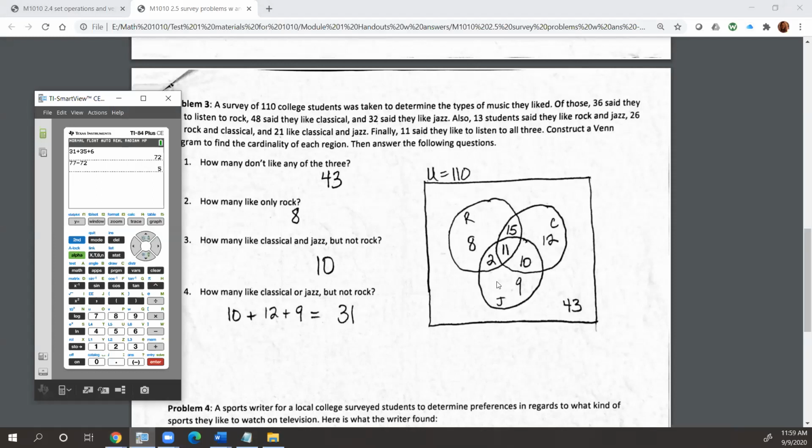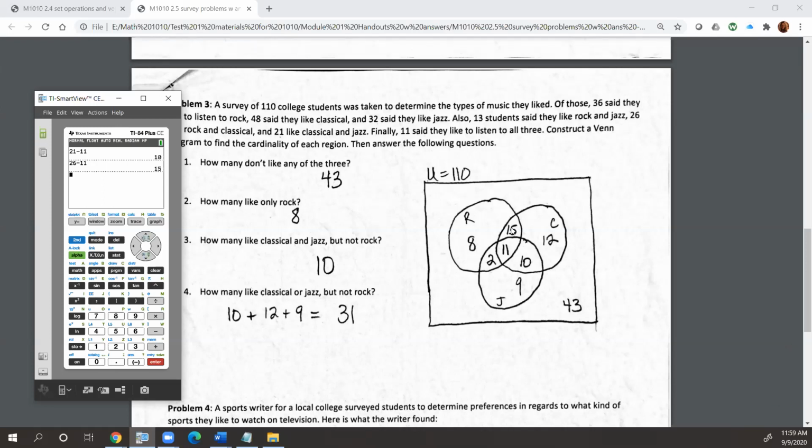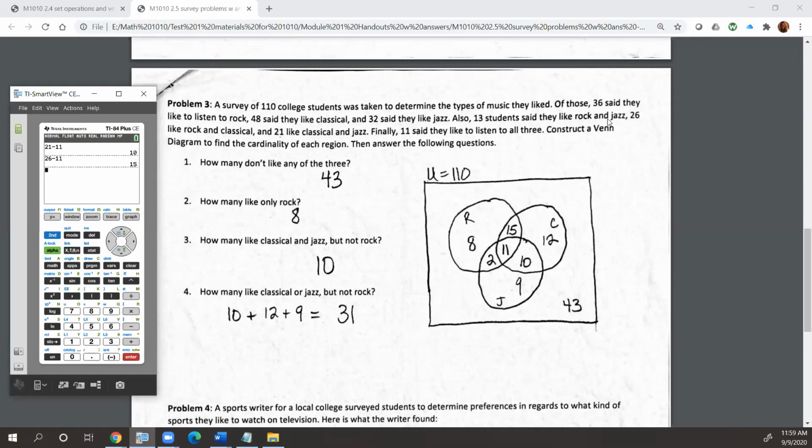21 liked classical and jazz. So we have 21 that liked classical and jazz. And so 21 minus 11 is 10. So we have 10 left here. And then it says that 26 liked rock and classical. And so we already have 11 here. So 26 minus 11 is 15. And then we have 13 students that liked rock and jazz. So 13 minus 11 is 2. And now we've already filled in all the intersections.